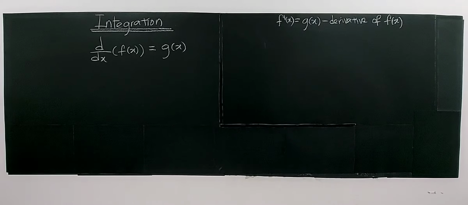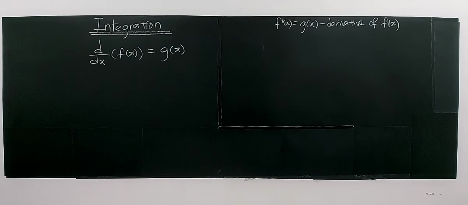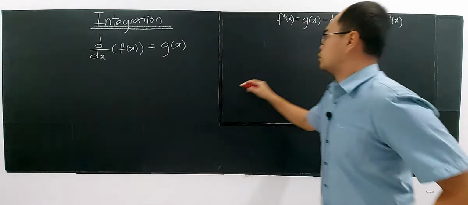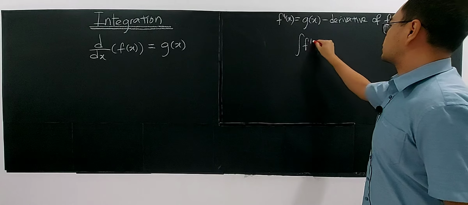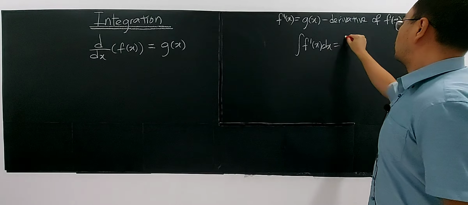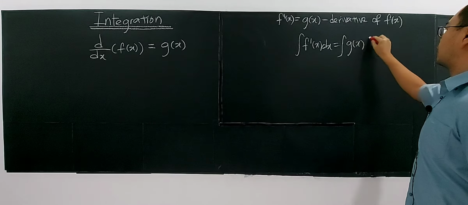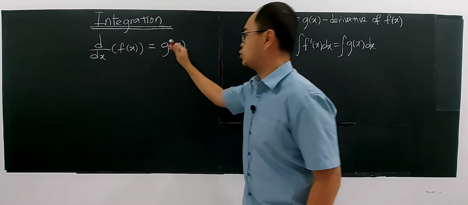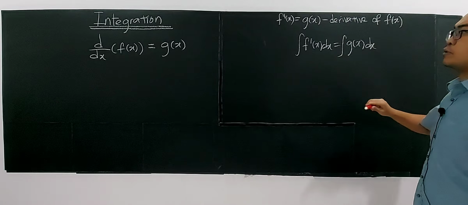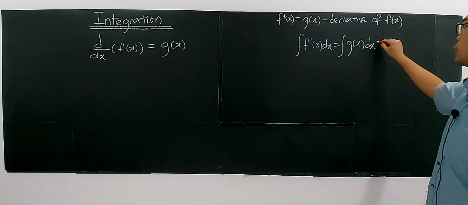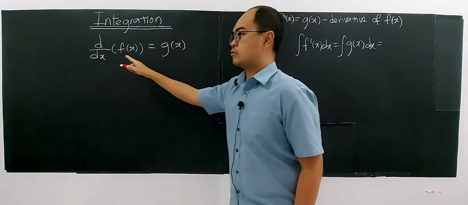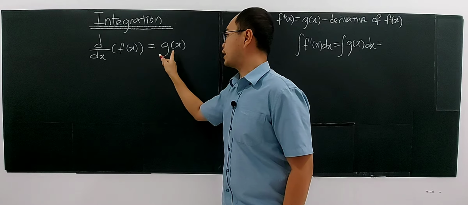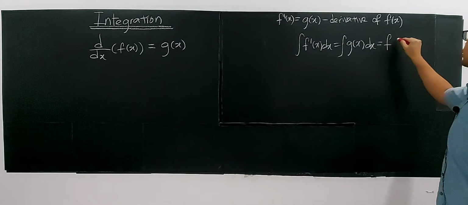So what happens when you integrate? Antiderivative means the reverse process. So when we integrate f prime x, or we say we integrate g(x), this is a reverse process. When you differentiate f(x), you get g(x), so g(x) is your derivative. Once you integrate f prime x, integrate g(x), you will get back the function f(x).